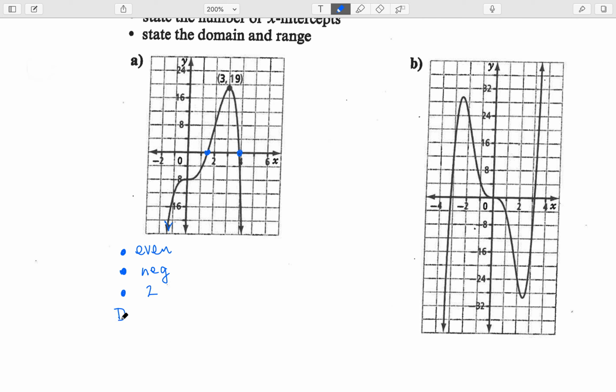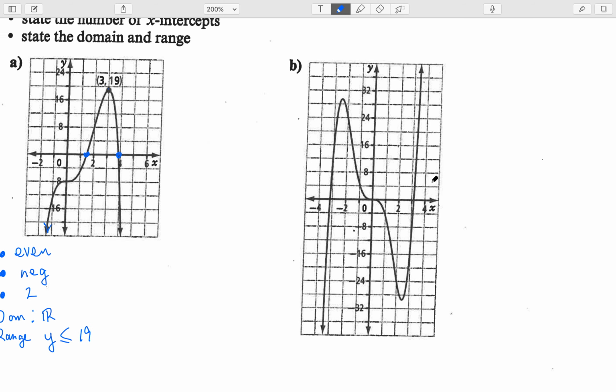And the domain and range? Well, the domain for all of these is going to be all real numbers, unless you actually stop it, because this is going to continue down forever and continue spreading off to the right. However, the range, in this case, is going to be the y value of 19 and below. So the range is going to be y values less than or equal to 19.